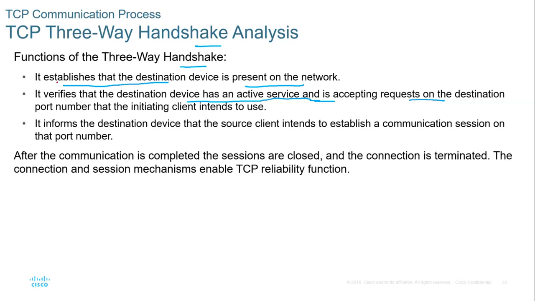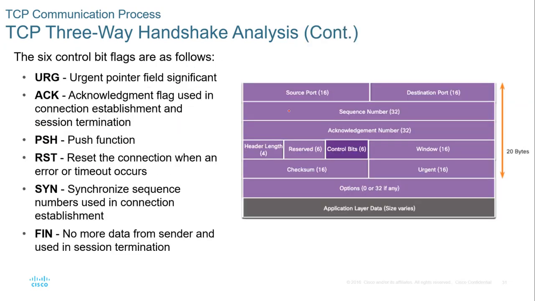With these three steps, it establishes the connection with the destination, making sure the destination is active and available, and then it verifies that whatever is needed is available with the service active on the destination device. After that, it informs the destination device that the source client intends to establish a communication session on that port. After the communication is complete, the session is closed.